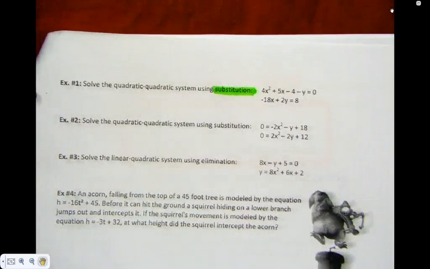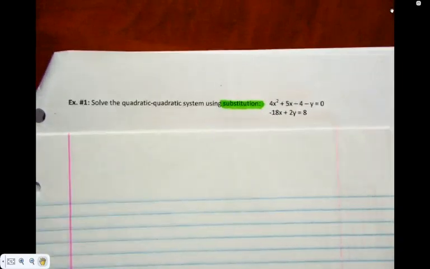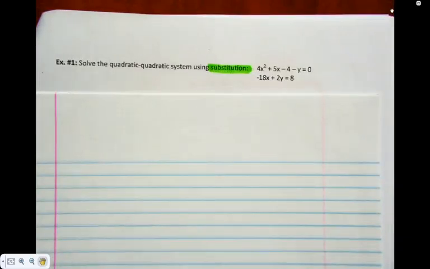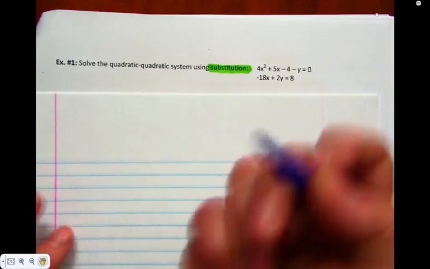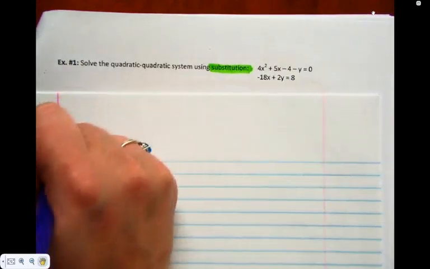I'm sure you already have your piece of paper already with the title. Quad system, and we're going to use substitution.